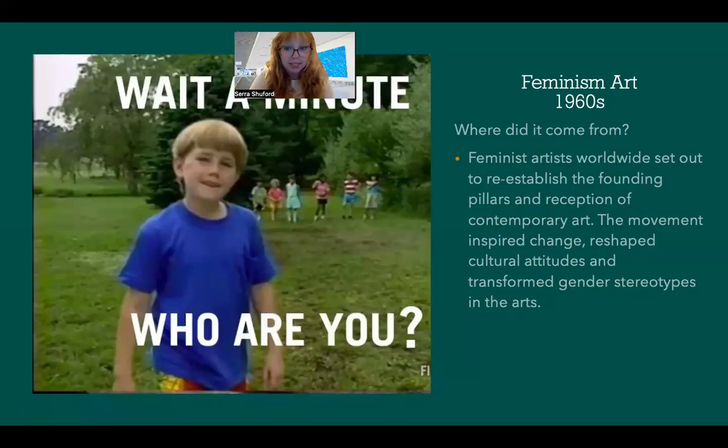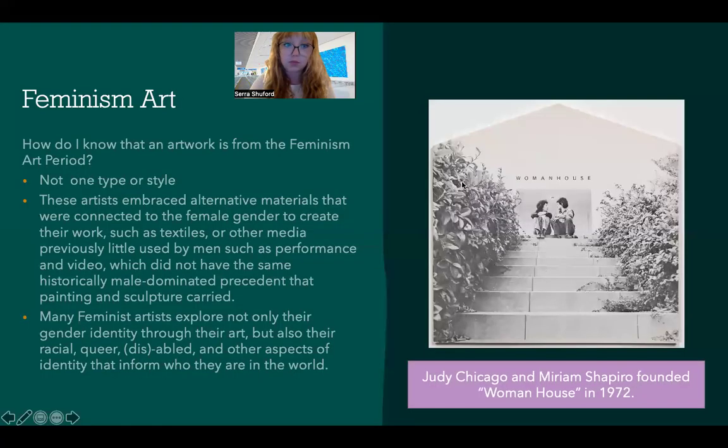In the 1960s, we see feminism art. Feminist artists worldwide set out to reestablish the founding pillars and reception of contemporary art. The movement inspired change, reshaped cultural attitudes, and transformed gender stereotypes in the arts. So, how do we know that artwork is from the feminist period? I think that this one's kind of a challenging one. It's not one type or style.